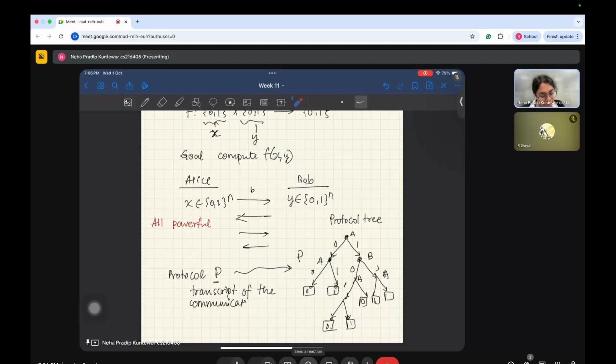But yeah, what we are interested in is we want to minimize the amount of communication that happens. That is what we call the size of the protocol, which is how many bits of communication ended up happening in the worst case.